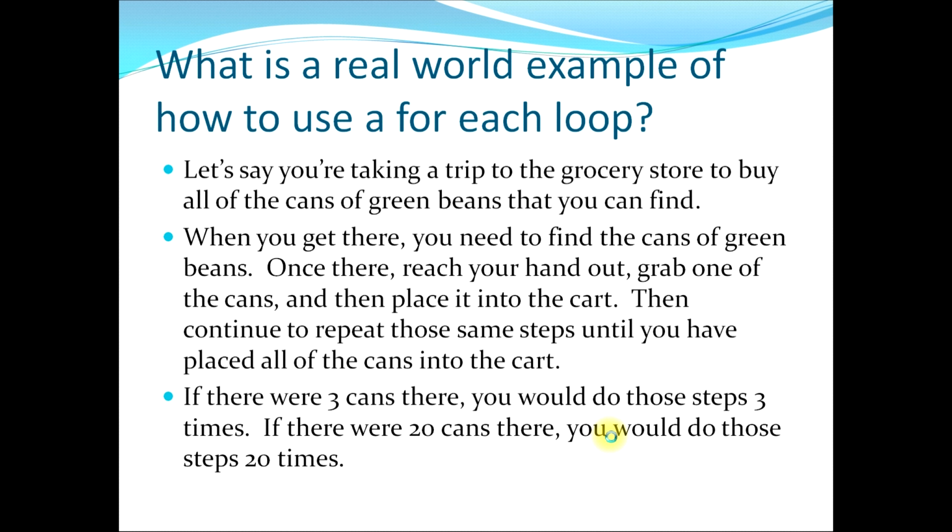This moves us to the second topic, which asks the question, what is a real-world example of how to use a for each loop? Let's say you're taking a trip to the grocery store to buy all of the cans of green beans that you can find. When you get there, you need to find the cans of green beans. Once there, reach your hand out, grab one of the cans, and then place it into the cart. Then continue to repeat those same steps until you have placed all of the cans into the cart. So if there were 3 cans there, you would do those steps 3 times. However, if there were 20 cans there, you would do those same steps 20 times.